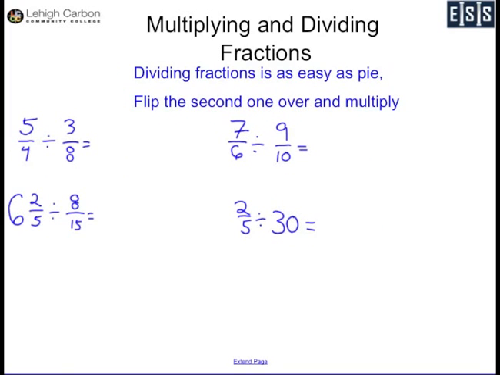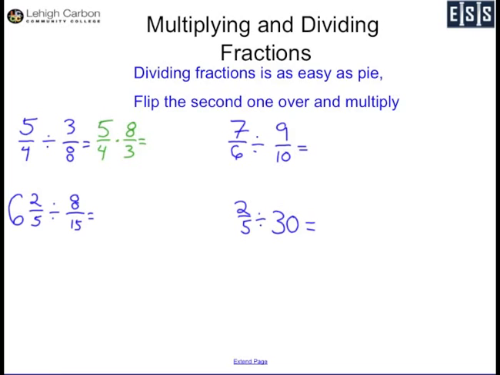So now we move on to dividing fractions. Dividing fractions is easy as pie. Flip the second one over and multiply. So our first example is 5/4 divided by 3/8. So I keep the first the same. It stays 5/4. And I change it to multiply, and I take my second fraction, 3/8, and flip it. So it becomes 8/3.